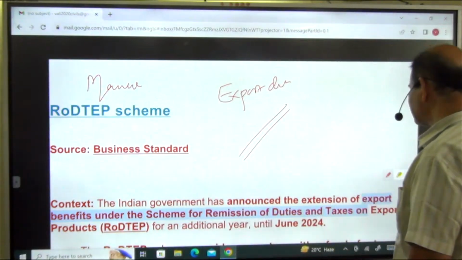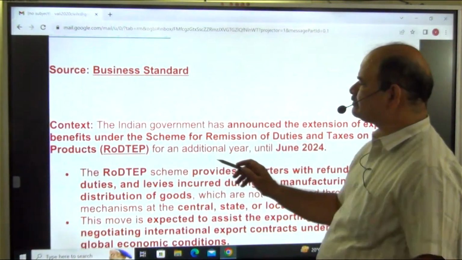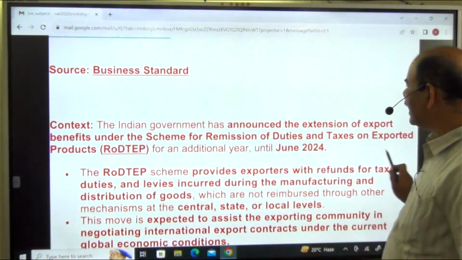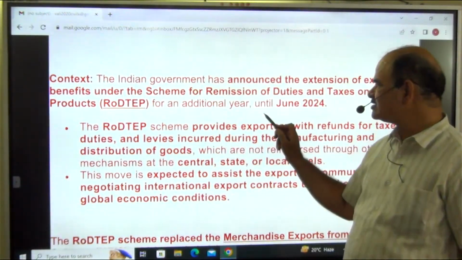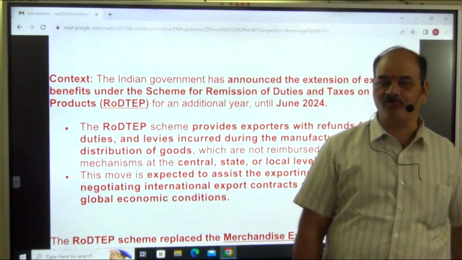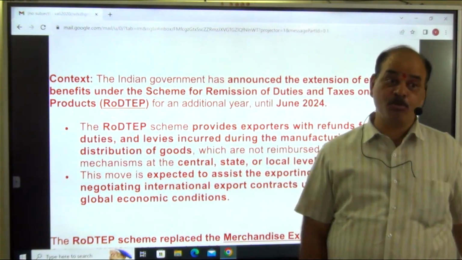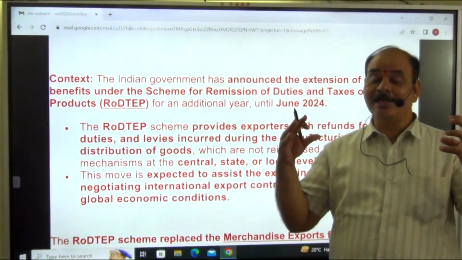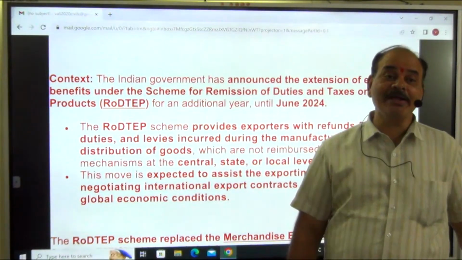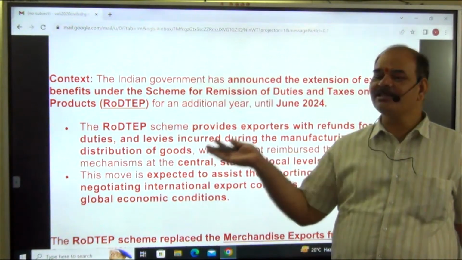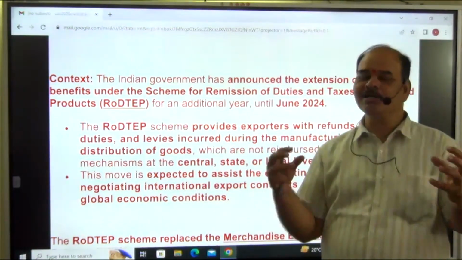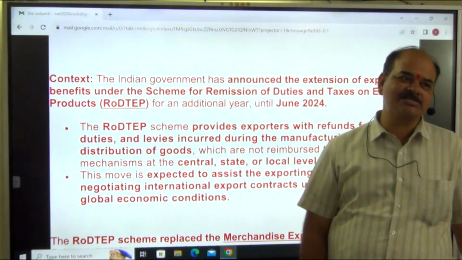The Indian government has announced the extension of export benefits under the scheme for remission of duties and taxes on exported products for an additional year until June 2024. Why? To encourage the exporters such that they can compete in the international market, because they can sell at a lesser price. Automatically, they can compete in the international market.